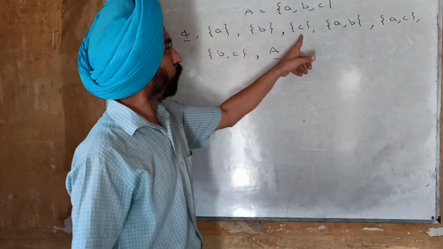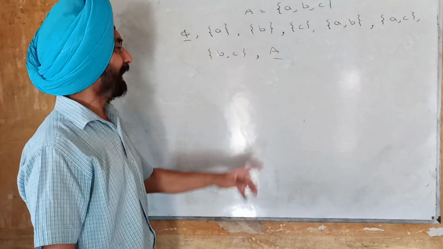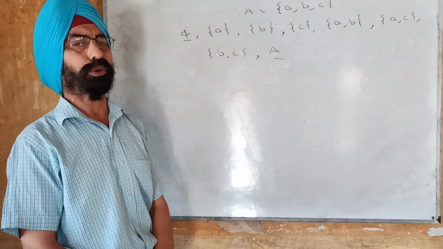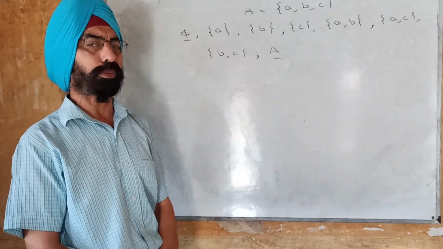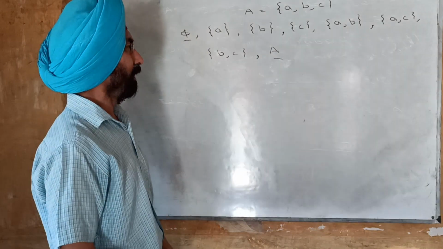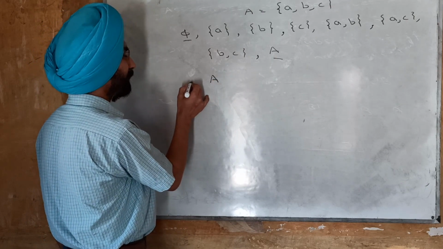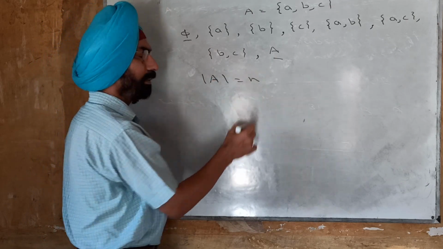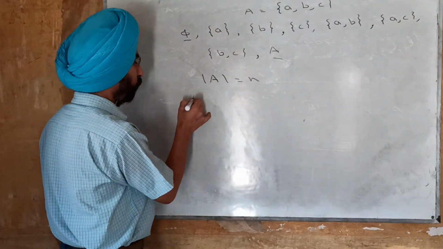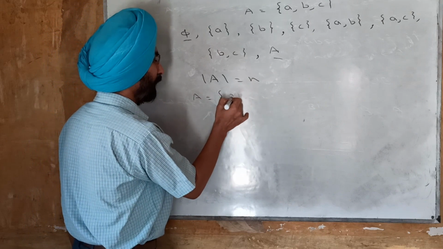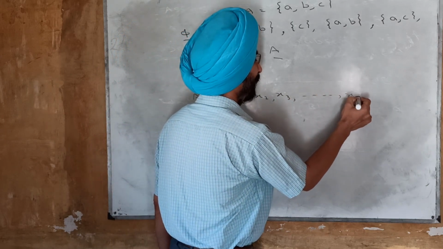Then 1, 2, 3, 4, 5 and 6. In some of the textbooks, A is also considered to be a proper subset. But actually, phi and the set itself are not proper subsets of the set. One thing is to be noted that if A contains n elements, that means I want to write that A has elements x1, x2, x3 and xn.